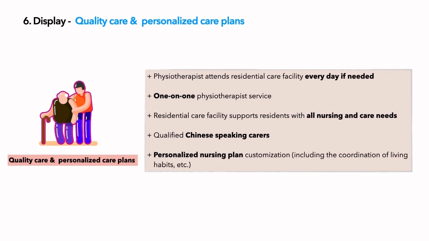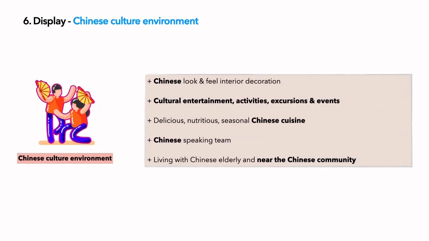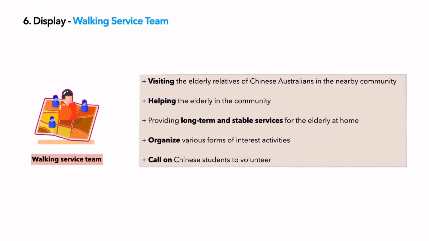Next, I will introduce the services. The first part is the quality care and personal care plans. The second one is the Chinese cultural environment, including the Chinese look and feel, interior decoration, cultural entertainment, activities, and so on. The third one is the working service team. The working service team is like the social worker in China. It can visit the elderly relatives and also help them in the community. I think it can increase the unity of the whole Chinese community.